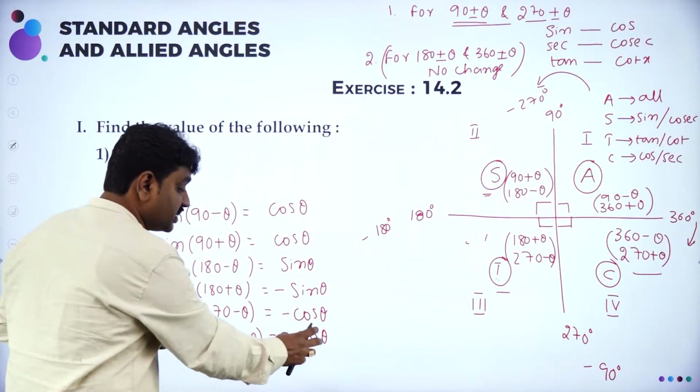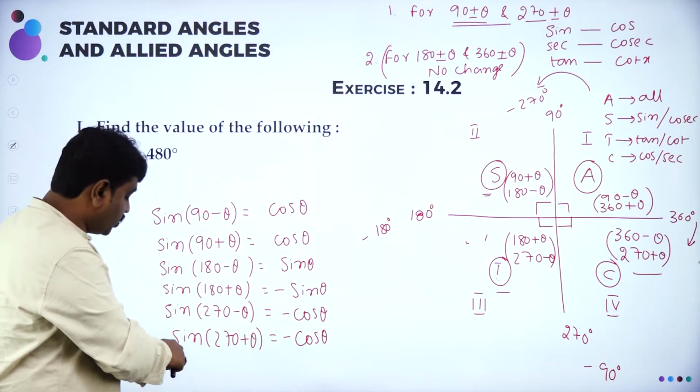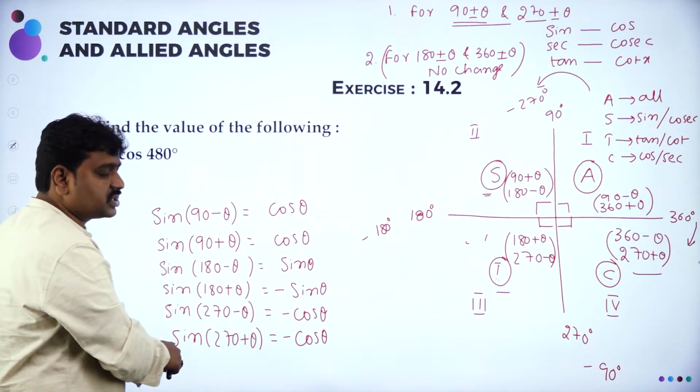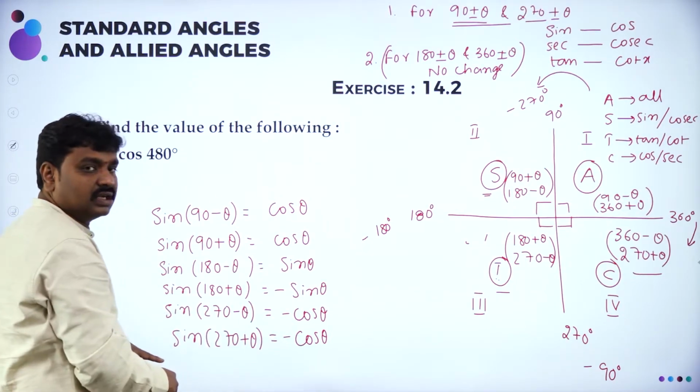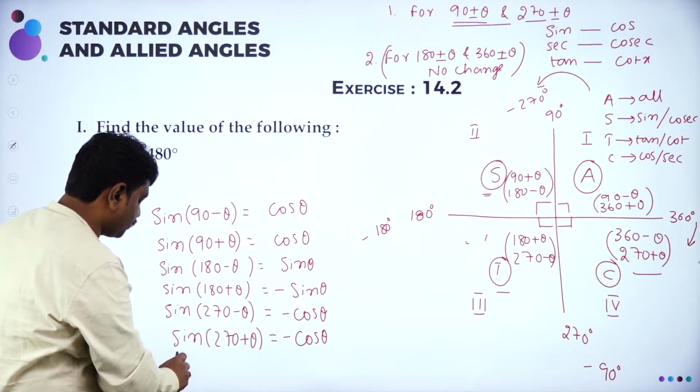Dear students, you should not see the answer, you should see the question. In the question, fourth quadrant means it should be either cos or secant. It is not cos, it is not secant, so minus. It does not match, so put minus.